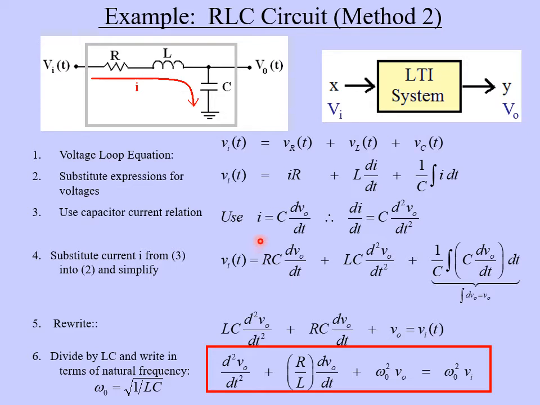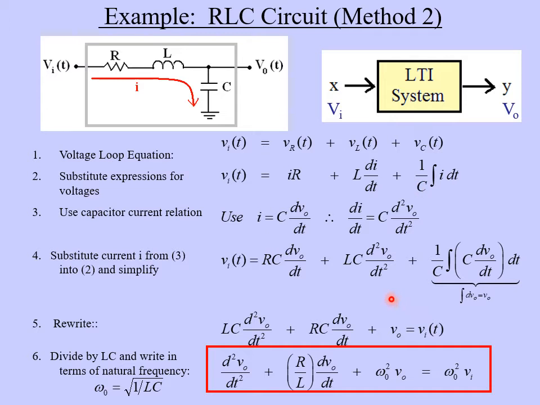So now we can use the capacitor current relation. Again, I is equal to C dVO dt, and therefore the derivative, which is shown right here, is given by this right here. So now we can substitute these values into this equation here.